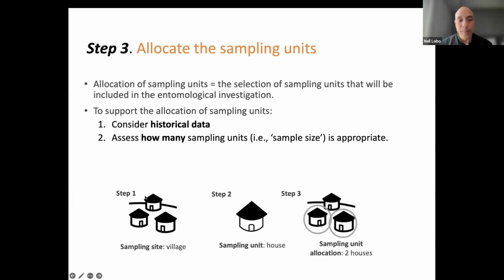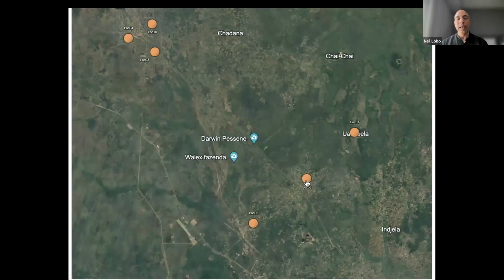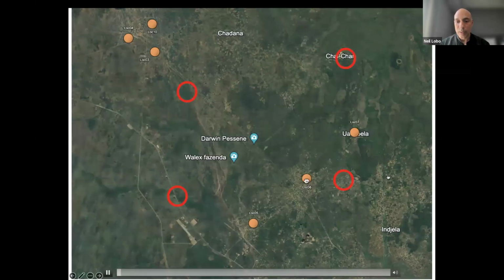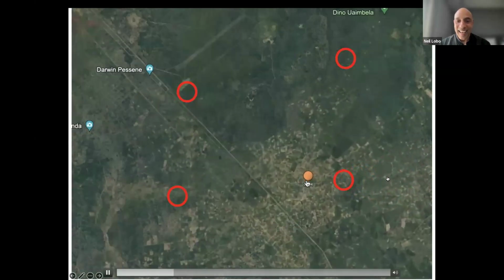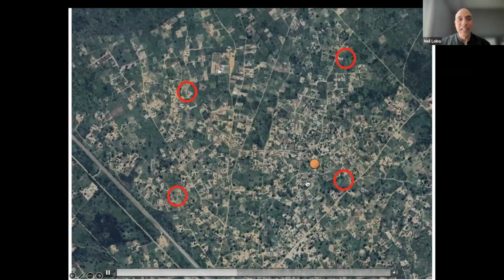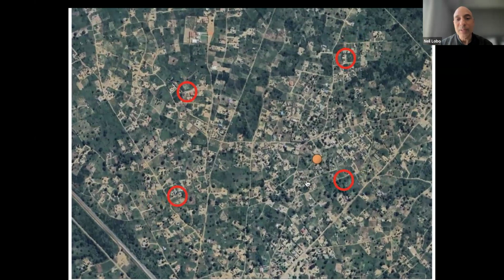If you look at the bottom, you can see step 1 is identifying your sampling site, which village we're working in. The second one is identifying your unit. Over here, it's a house. And step 3 is deciding on which of those sampling units, allocating those houses and how many of them, which is your sampling size. In this site, we're in Morambala in Mozambique, we selected those sampling sites. Whoops, this didn't work. It was supposed to zoom in. Ah, yes, we zoom in and then to the village, and then we picked those 4 units of a house to do our collections in.